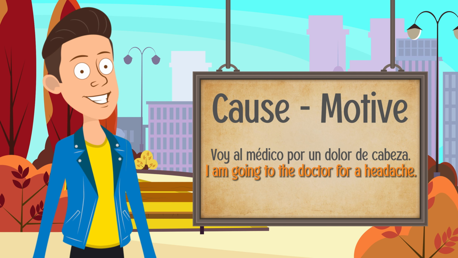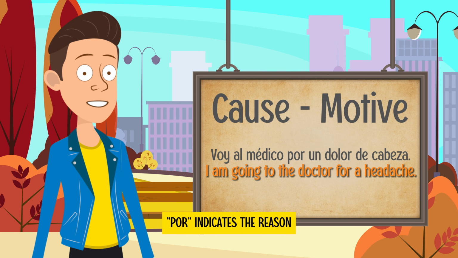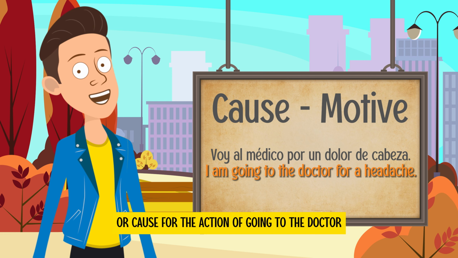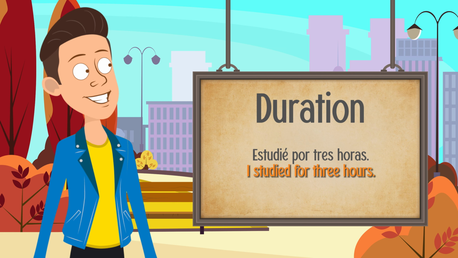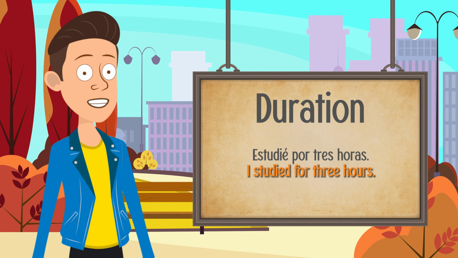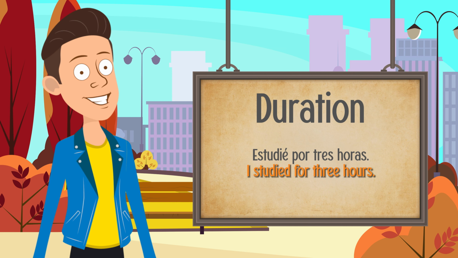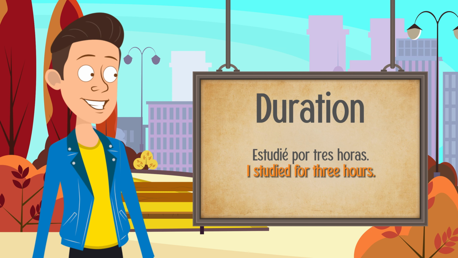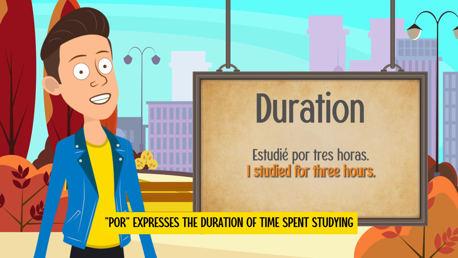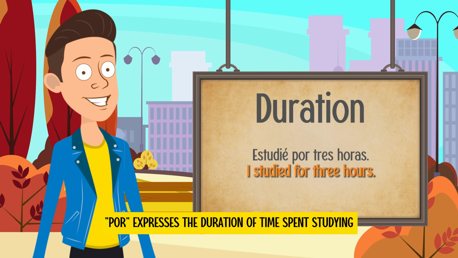Explanation. Por indicates the reason or cause for the action of going to the doctor. Duration. Estudié por 3 horas. I studied for 3 hours. Explanation. Por expresses the duration of time spent studying.